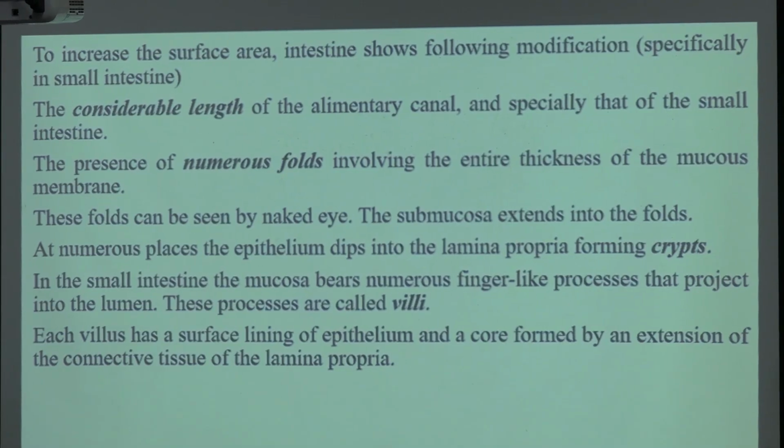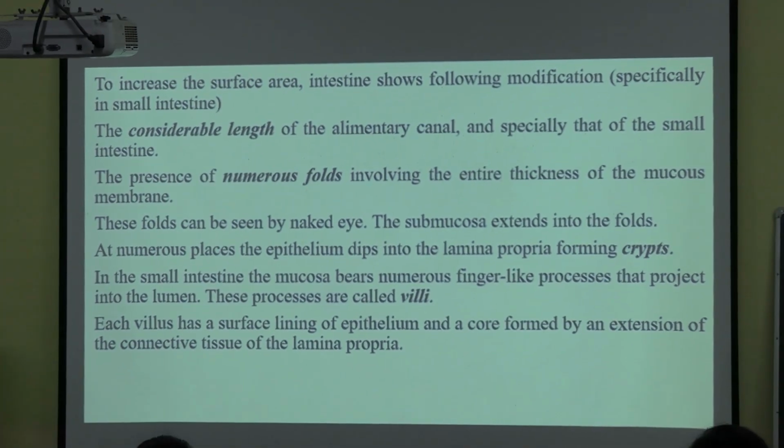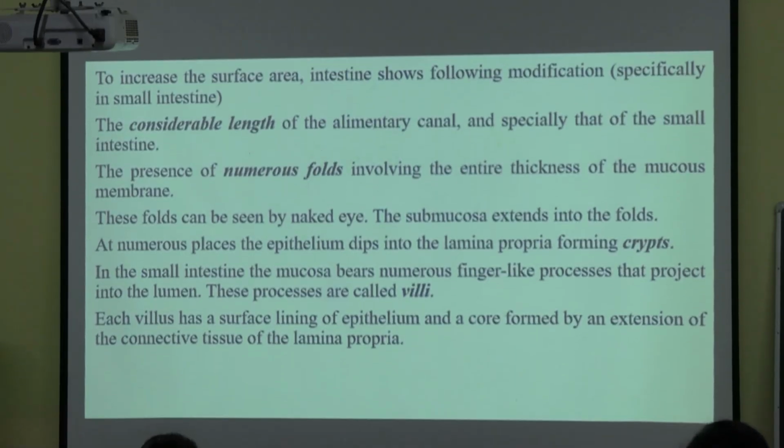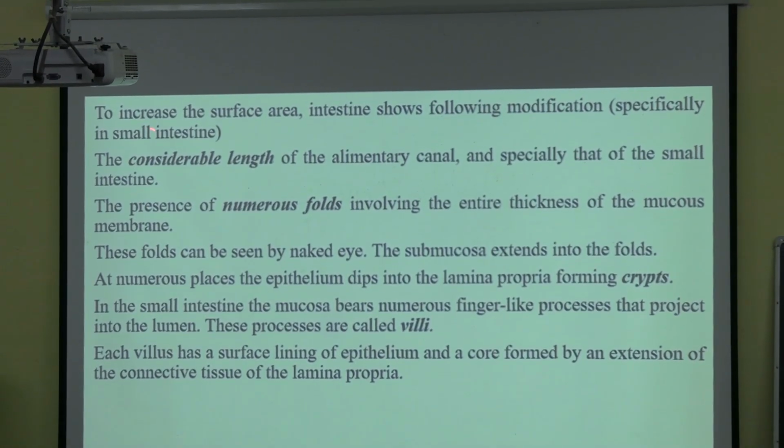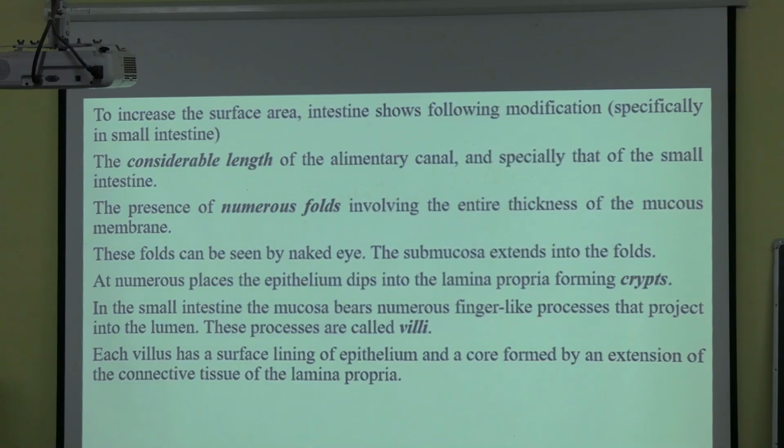And next, in order to increase the rate of absorption, there are some modifications. Already I have mentioned a few modifications. First modification is the surface area and the length. So you have seen that the length of the GIT, okay, is extensive, so that the absorption can take place properly. Next, the presence of numerous folds involving the entire thickness of the mucous membrane, that we have discussed in case of internal structure of duodenum.